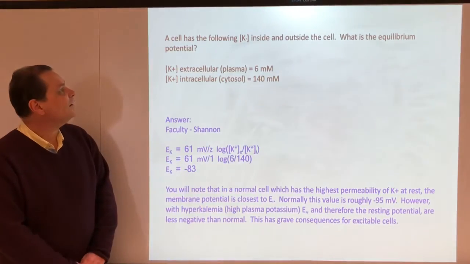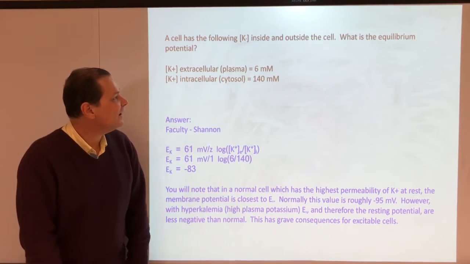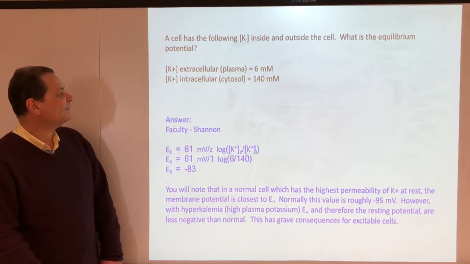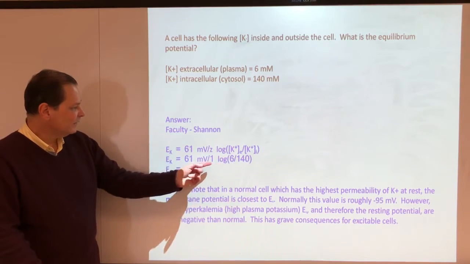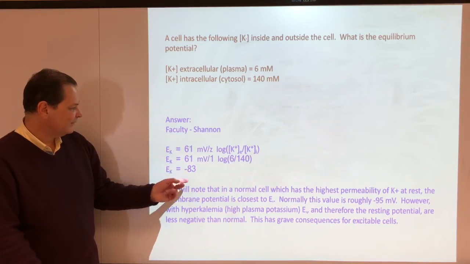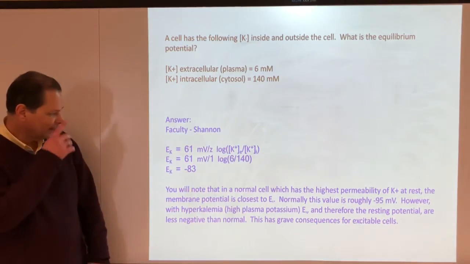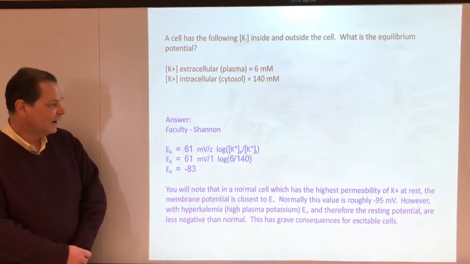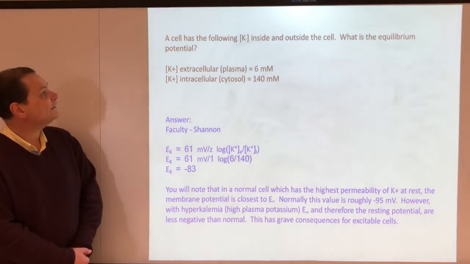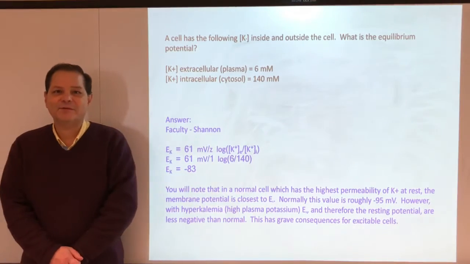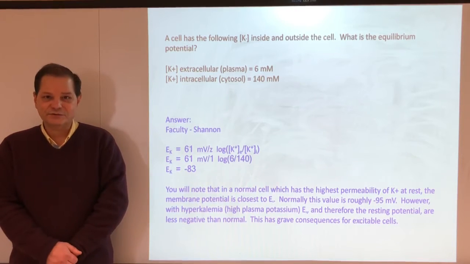A cell has the following potassium concentration inside and outside. What is the equilibrium potential? It's plug and chug into the Nernst potential. Log of 6 over 140 times 61 gives you an E_K of minus 93, okay? That is relatively easy. Remember, I did ask you to memorize the Nernst equation, you should do that.